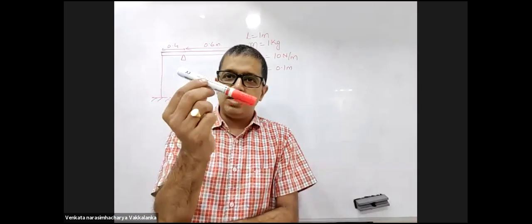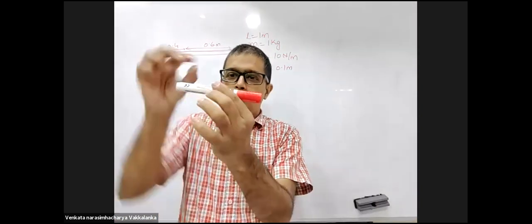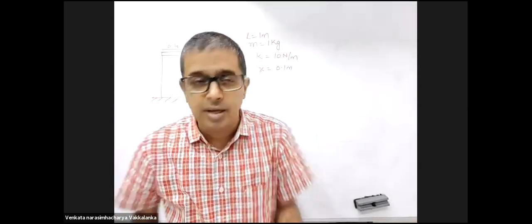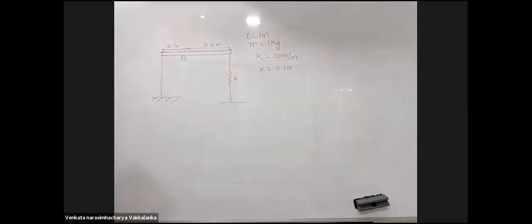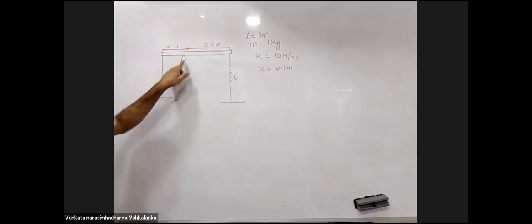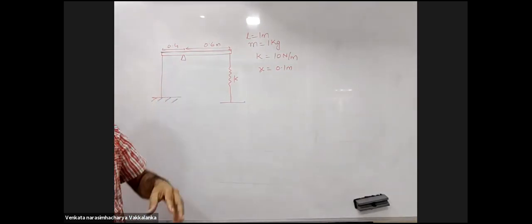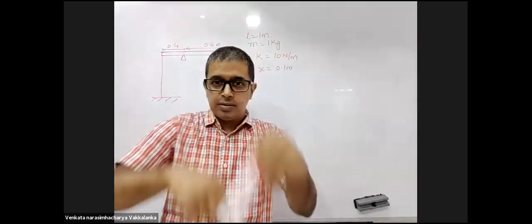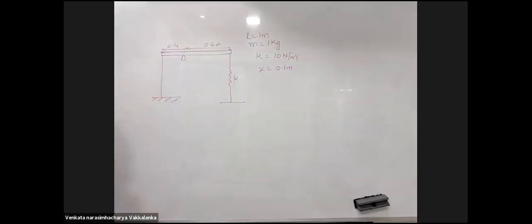The rod was hanging like this. To make it horizontal, you had to pull this to the lower end and tie it. So when I tied it here, there's an elongation in the spring. That elongation is 0.1 meter. Till here, is it clear to all? This is a peg on which the rod is kept. Right? So far, so good. Yes, sir.